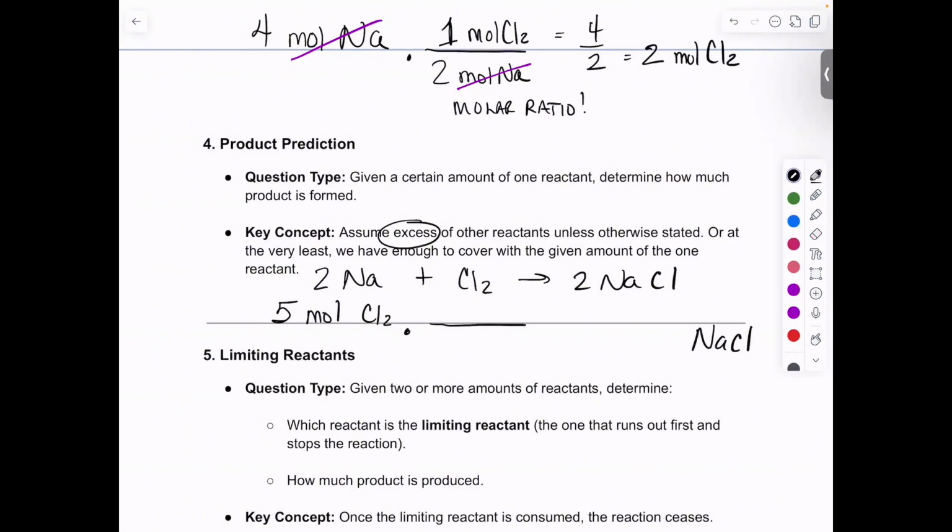All right, so I go to my balanced equation and I say, for every 1 mole of Cl2, I know I'll generate double, or 2 moles of NaCl. Make sure those moles of Cl2 cancel. So I know I will be generating theoretically 10 moles of NaCl. We're going to double those results. For every 1 mole of chlorine I put in, and I'm assuming I have enough sodium to match that, I will generate 10 moles of sodium chloride.